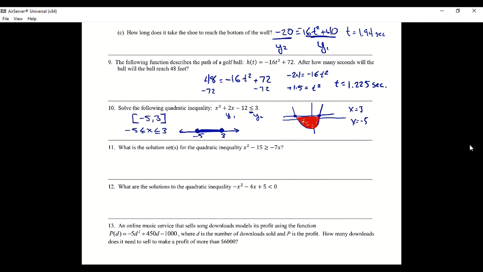So now the solution set for a quadratic inequality, same thing again. We're going to go back to y1, clear it. We have x squared minus 15, and then negative 7x in y2. We're going to hit graph again. We'll see our parabola, see our line.